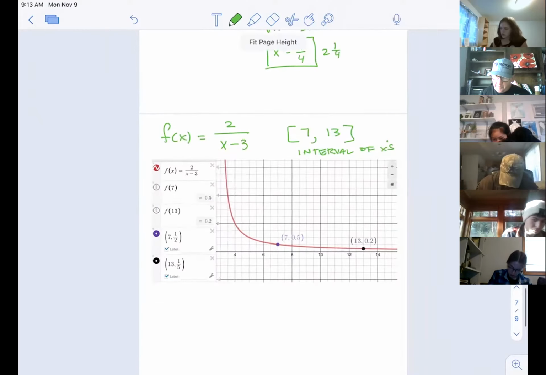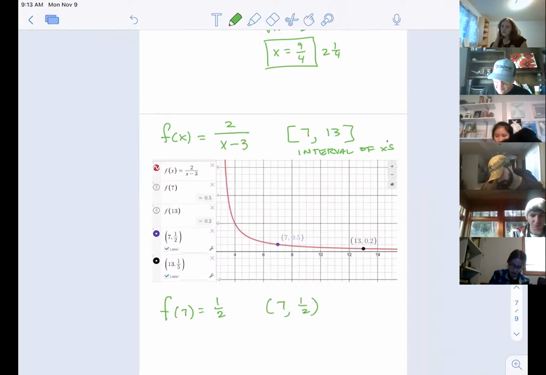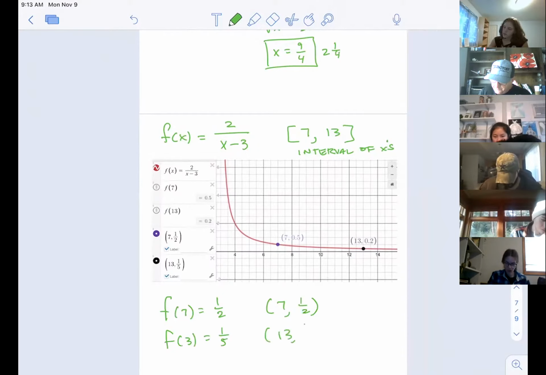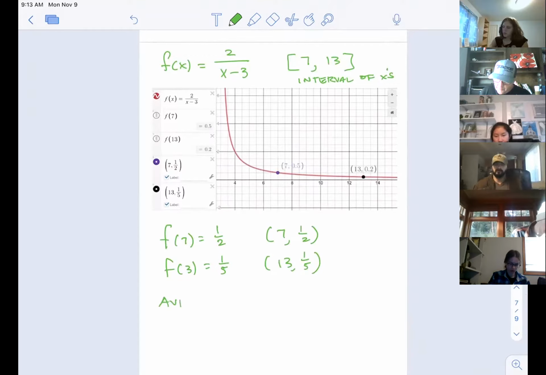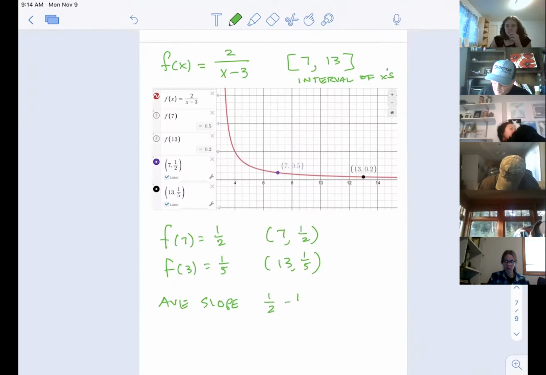I'm gonna catch up to you so we don't run out of time. So I plug 7 into this and apparently get out a half. So that means the 0.71 is one of my points. I plug 13 in and I apparently get out 0.2, which is 1/5. So there's my 2 points. So my average rate of change or my average slope, slope's changing all the time on curved equations, but the average between those two is y minus y over x minus x.